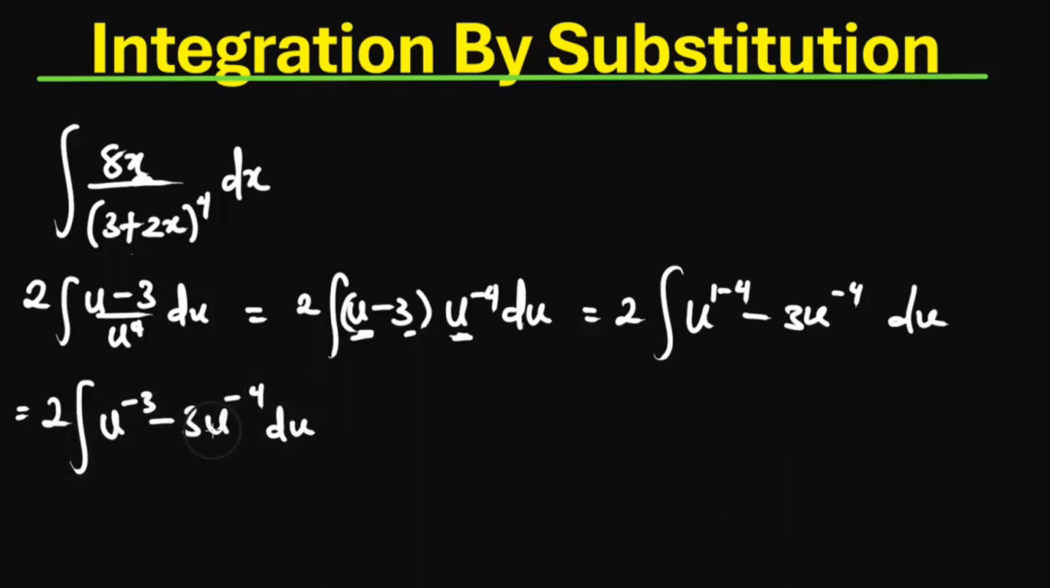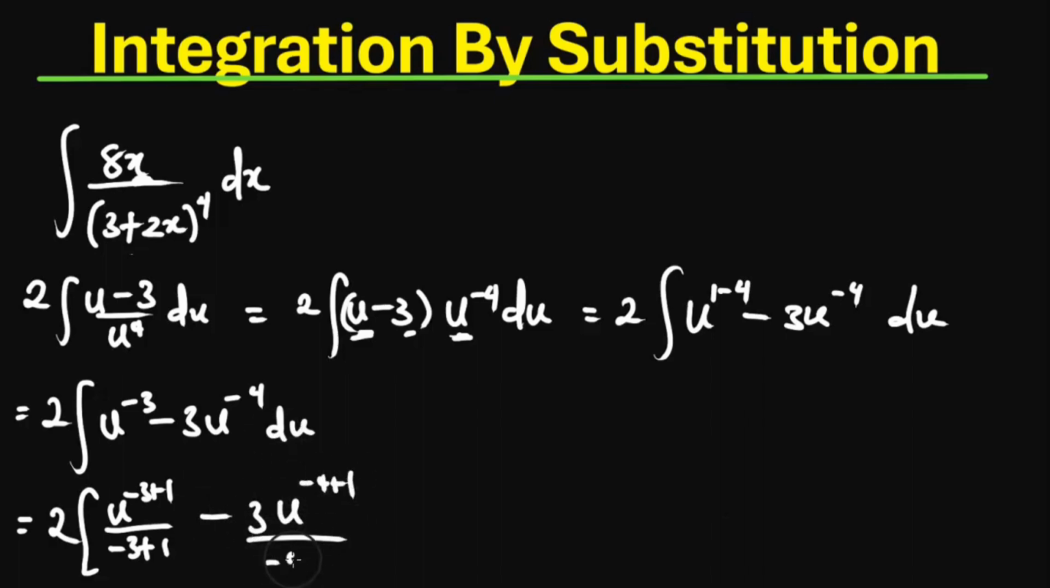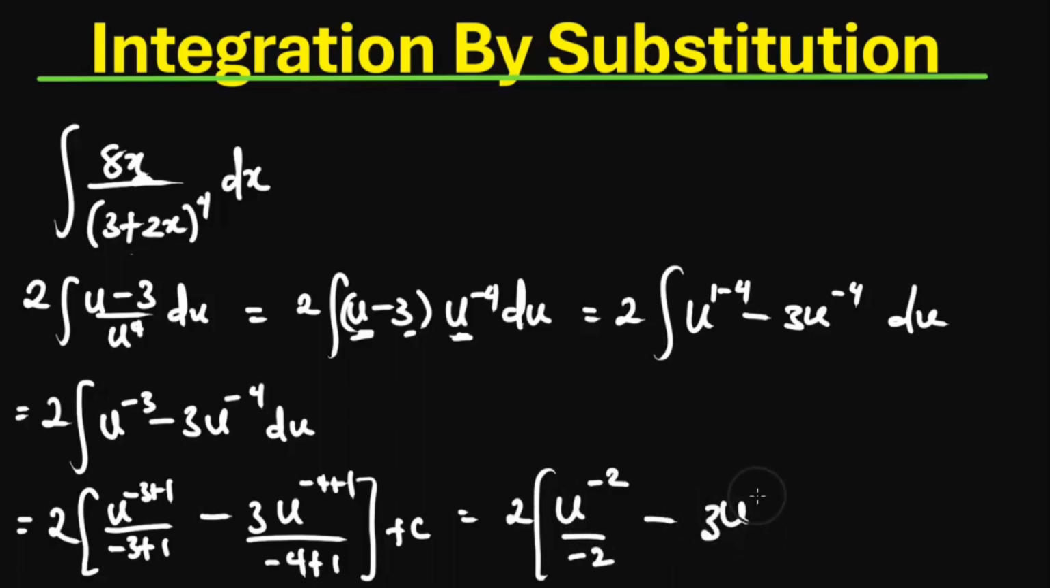Now we can easily integrate these guys, so we can say this is equal to 2 into brackets, to integrate u raised to the power minus 3, we add 1 to the power and divide by the new power, so u raised to the power minus 3 plus 1, right, divided by the new power minus 3 plus 1, minus 3 u raised to the power minus 4 plus 1 divided by minus 4 plus 1, right, plus c, and that is equal to 2 into brackets u raised to the power, what is minus 3 plus 1, that is minus 2, divided by minus 2, minus 3 u raised to the power minus 3 divided by minus 3, right, plus c.